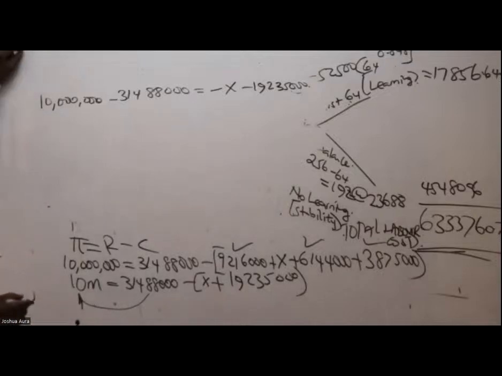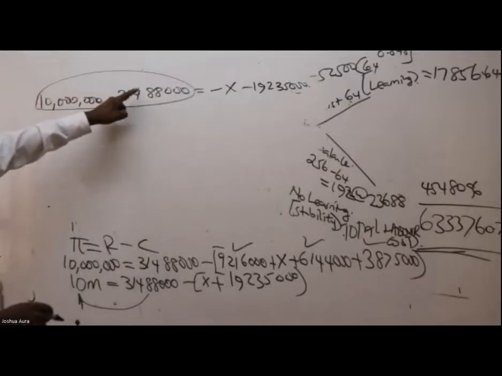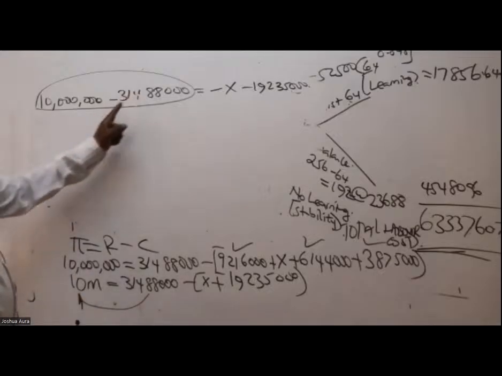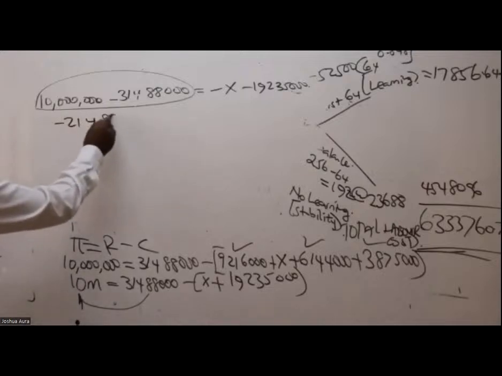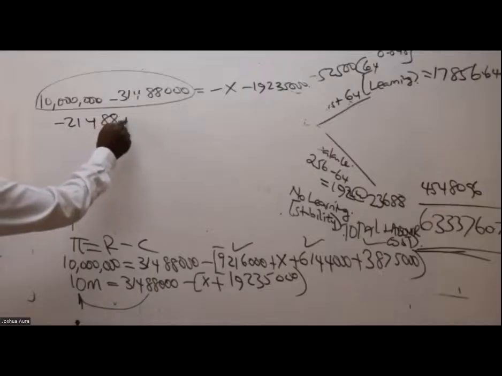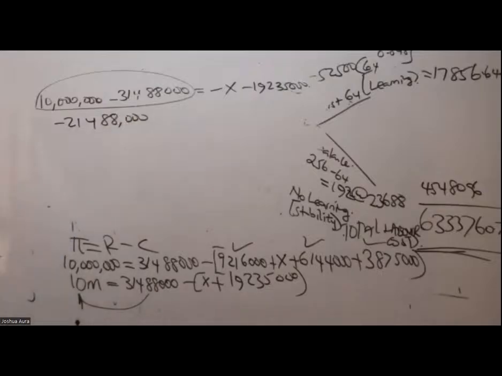Abracadabra, I can take a shortcut. First let me get how much comes when you subtract. Subtract 10 million minus this. What figure are we getting, somebody? Minus 21,488,000. I don't know whether it's all of us who are getting that figure.